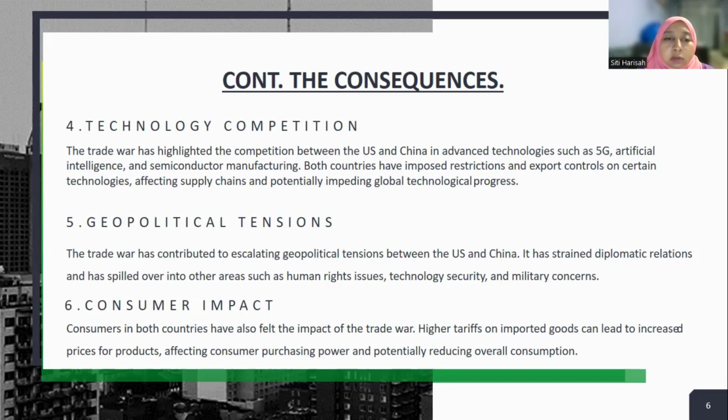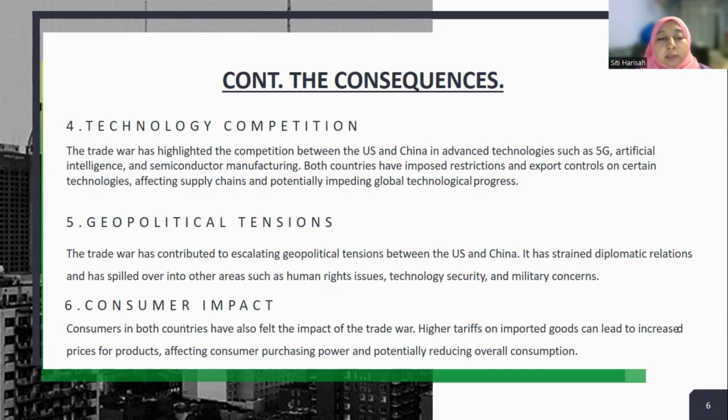Number five, geopolitical tensions. The trade war has contributed to escalating geopolitical tension between the US and China, and it has strained diplomatic relations and spilled over into other areas such as human rights issues, technology security, and military concerns.